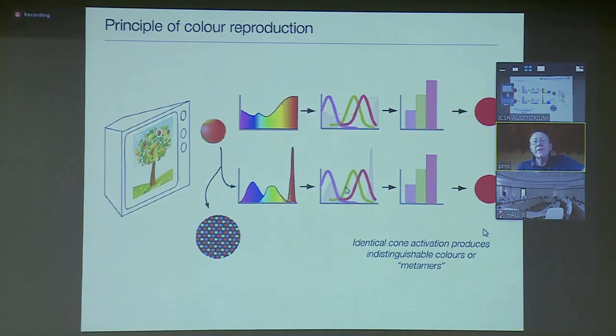Even though the physical nature of this distribution is completely different to that of a real apple on a real tree, if the receptor activation caused by these two physically different stimuli is identical, then the perceived color will be identical. In other words, identical cone activation produces indistinguishable colors, and indistinguishable colors, despite having physically quite distinct characteristics, are called metamers. So color doesn't obey physical laws, it obeys psychophysical laws.